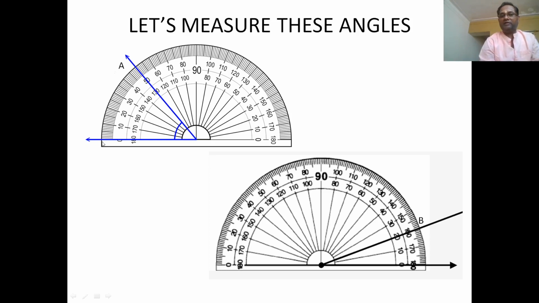Whenever it is towards the left of the vertex, we read the outer scale. So again 0, 10, 20, 30, 40, 50. So this angle is a 50-degree angle.